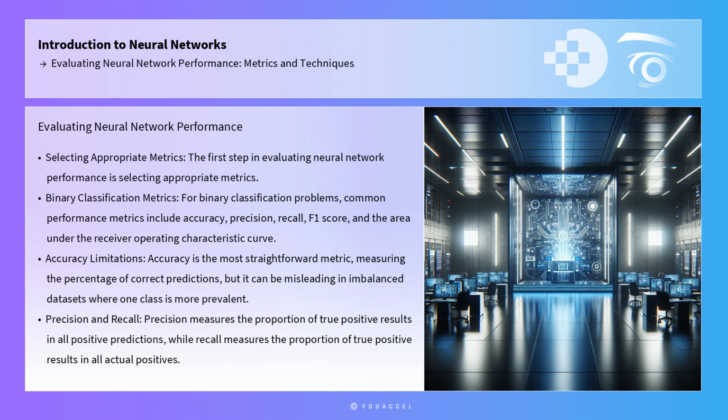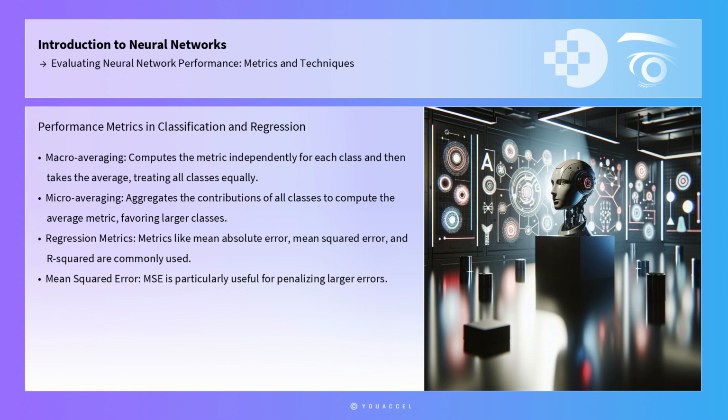Precision and recall address this by focusing on the positive class. Precision measures the proportion of true positive results in all positive predictions, while recall measures the proportion of true positive results in all actual positives. The F1 score, the harmonic mean of precision and recall, provides a single metric for balancing precision and recall. In multi-class classification problems, metrics such as macro-averaging and micro-averaging are used to provide an overall performance measure.